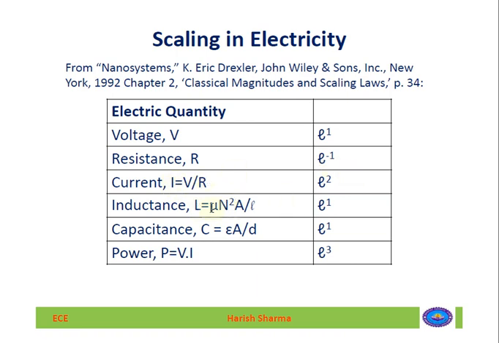Inductance, by the formula L equals mu n square A upon L, where mu is the permeability, n is the number of turns, A is the area covered by the turn, and L is the length of the coil. If n and mu are constant, we get A upon L, and since A is L square, that gives L to the power 1. For capacitance, C is epsilon A by D, where A is the common cross section area and D is the distance between the plates, so this is also proportional to L. Power is V into I, L into L square, so it is proportional to L cube.